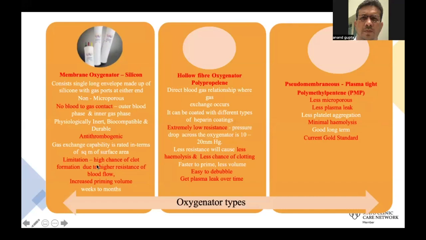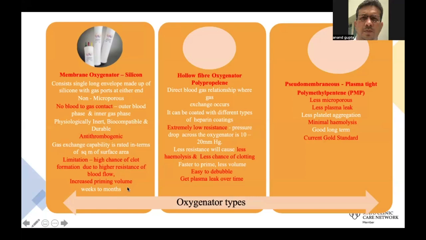Membrane oxygenators are made of silicone, consisting of a single long envelope made up of silicone with gas ports at either end. They are non-microporous, with no blood-gas contact, an outer blood phase and inner gas phase. They are physiologically inert, biocompatible, durable and antithrombogenic. Gas exchange capability is rated in square meters. Limitations are a high chance of clot formation due to higher resistance to blood flow, and increased priming volume.